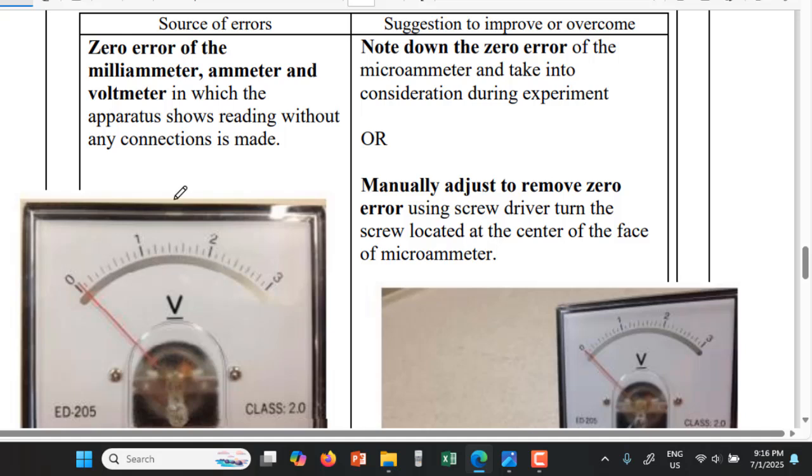Ada 2 cara. So, we might note down the zero error. Kita catatkan berapa bacaan awal walaupun kita tak ada connection. And then we take it into consideration during the experiment. So, maksudnya bacaan yang kita catatkan mesti tolak dengan zero error yang wujud.